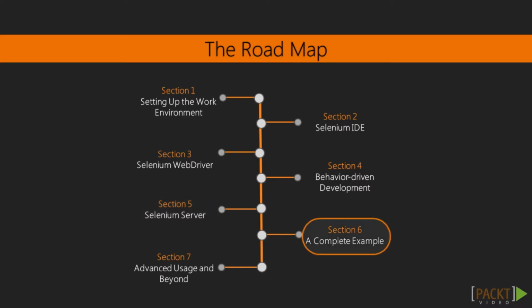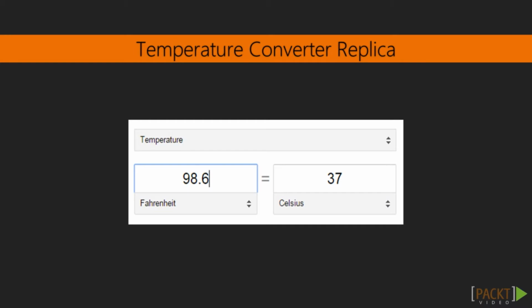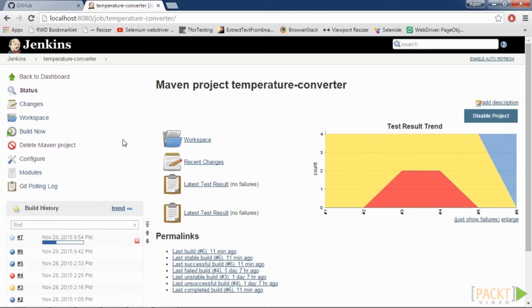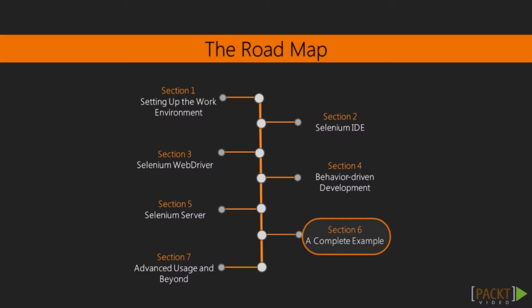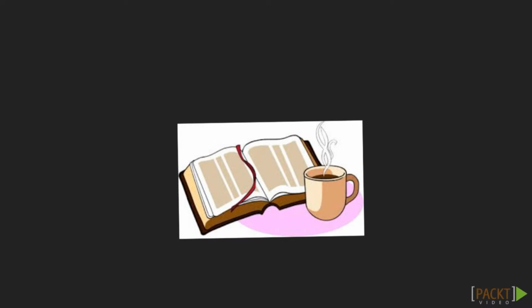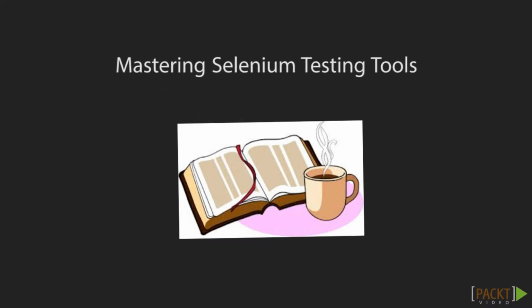A complete example will be implemented in Section 6 by using Cucumber integrated with Selenium WebDriver. We will use Git for source code management, SCM, and Jenkins for continuous integration. In the final section, we will cover the advanced usage of Selenium and revise what was covered throughout the course. Mastering Selenium Testing Tools. I hope you're ready for what's about to come. Let's dive right in.